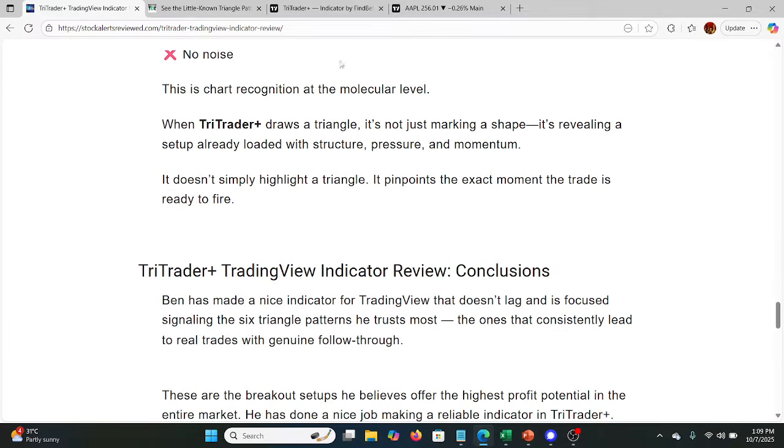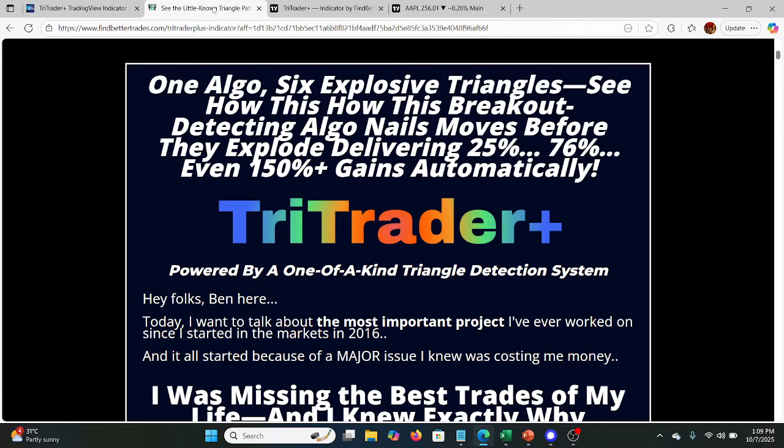So let me just show you a couple of things here. This is the landing page. It's kind of high marketing hype. One algo, six explosive triangles. See how this breakout detecting algo nails moves before they explode. 25, 75, 76, even 150% gains. Of course, this depends on what options you're taking, what delta and all that.